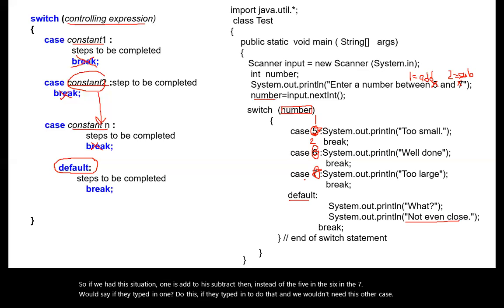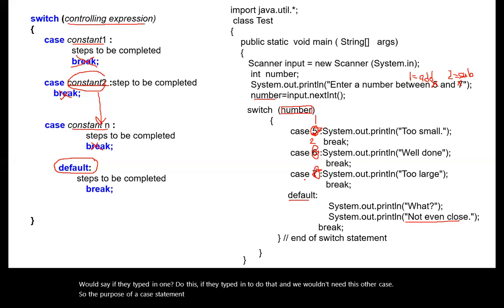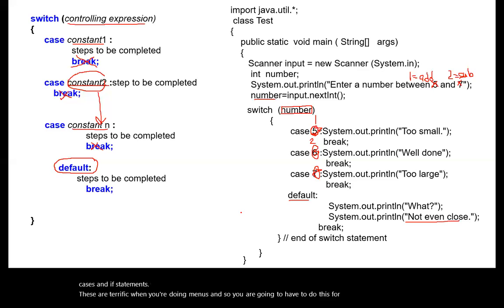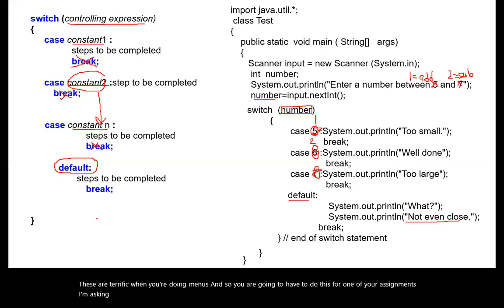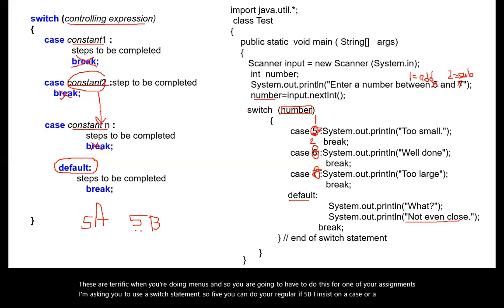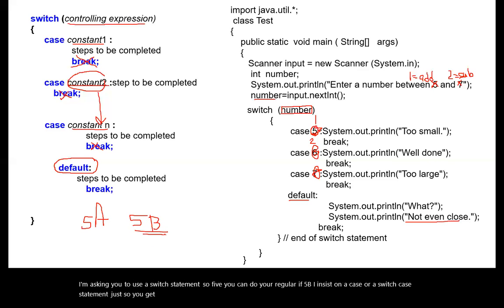So the purpose of a case statement, just a different way of organizing your work. Sometimes it's nice to have switch cases and if statements. These are terrific when you're doing menus. And so you are going to have to do this for one of your assignments. I'm asking you to use a switch statement. So 5a, you can do your regular if. 5b, I insist on a case or a switch case statement, just so you get used to it. And then after that, you decide what you want to do.